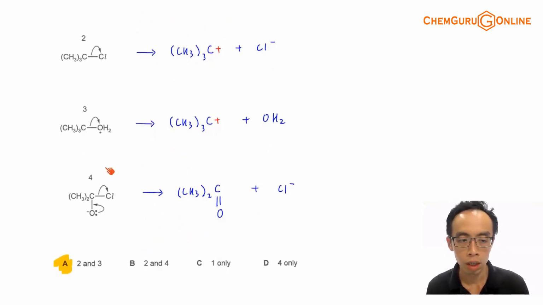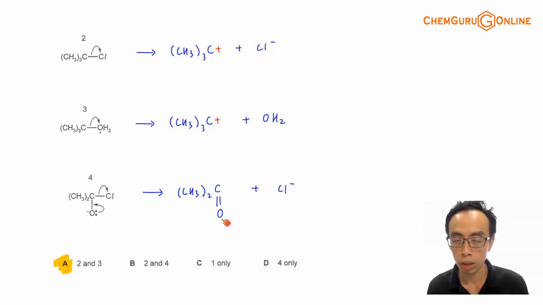Finally, involving number 4, what I have is O minus. I draw an arrow from the lone pair of my O minus, pointing to between this carbon and oxygen. Basically, I'm forming a double bond, or forming a pi bond. Then later, I'll draw a full arrow from my C-Cl bond. Both electrons go to chlorine. I'm breaking this C-Cl bond, both electrons go to chlorine. This Cl will be a minus charge.